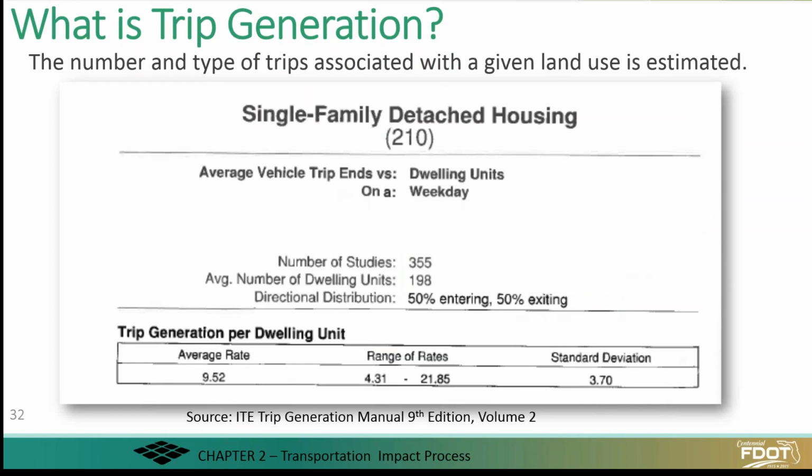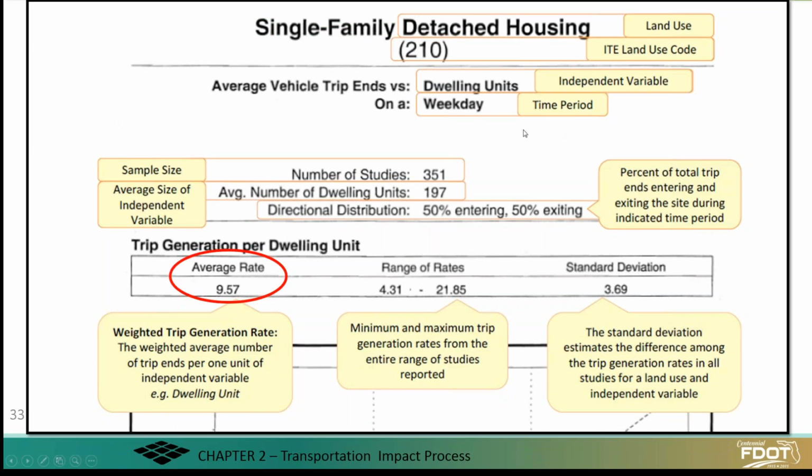So this is single family detached housing, land use 210, from the Trip Generation 9th edition. Again, we'll look at the single family detached housing. That's a land use, the ITE land use code. And there is also this independent variable, which is dwelling units. It's based on weekday as far as time period.